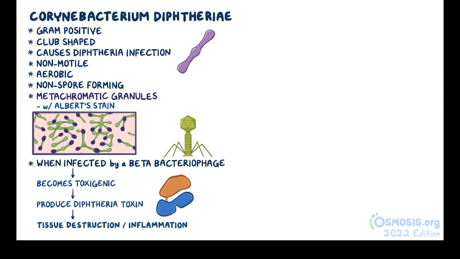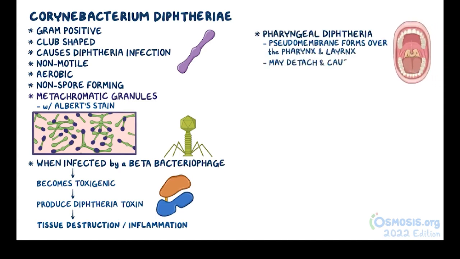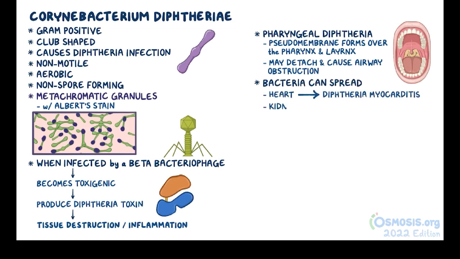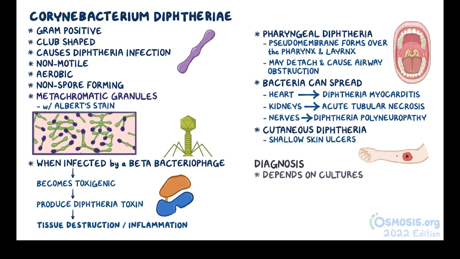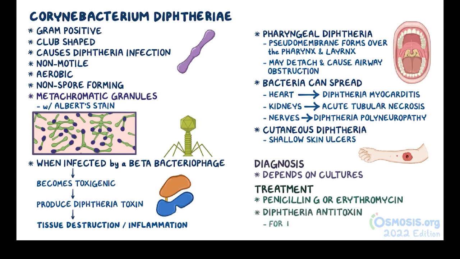Diphtheria can present as pharyngeal or cutaneous diphtheria. With pharyngeal diphtheria, a pseudomembrane forms over the pharynx and larynx, and it might detach and cause airway obstruction. Sometimes the bacteria can spread to other places, like the heart, resulting in diphtheria myocarditis, the kidneys resulting in acute tubular necrosis, or even the nerves, resulting in diphtheria polyneuropathy. With cutaneous diphtheria, there are chronic shallow skin ulcers. The diagnosis depends on cultures, but treatment with penicillin G or erythromycin can be initiated upon clinical suspicion. Diphtheria antitoxin is also given for toxigenic strains.